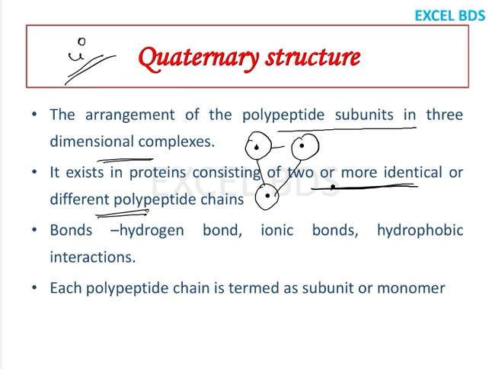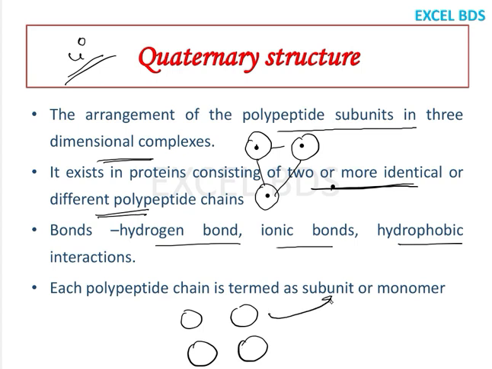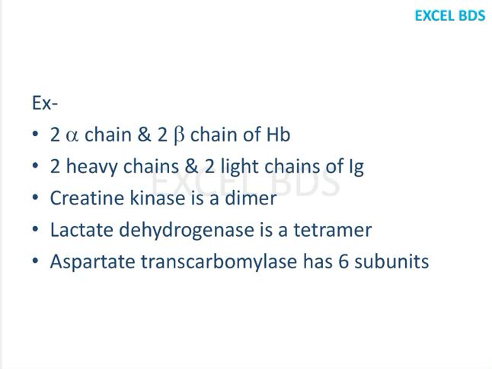What are the bonds stabilizing it? The hydrogen bonds, ionic and hydrophobic interactions. If there are 4 polypeptide chains, each polypeptide chain is called a subunit or monomeric unit. What are the examples? For example, the 2 alpha and 2 beta chains of hemoglobin. If you see the hemoglobin structure in any book, you can see 4 structures, that is 2 alpha and 2 beta chains.